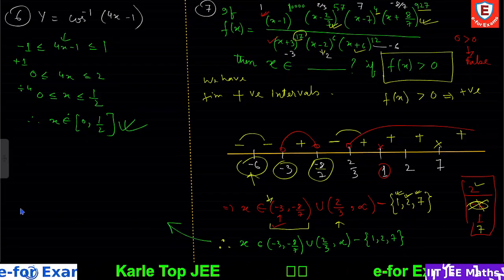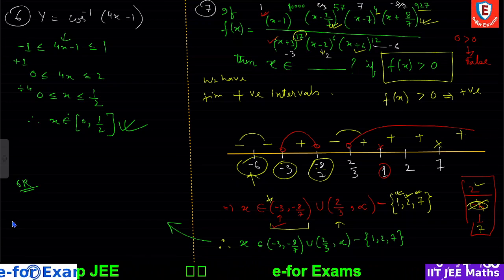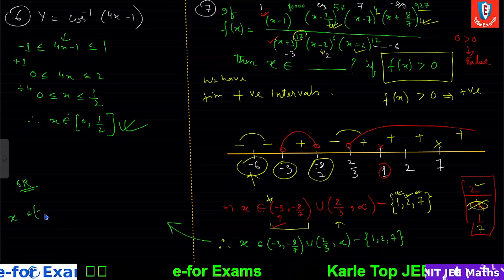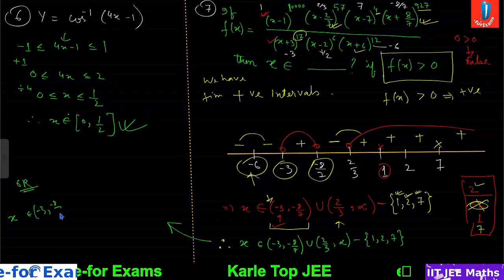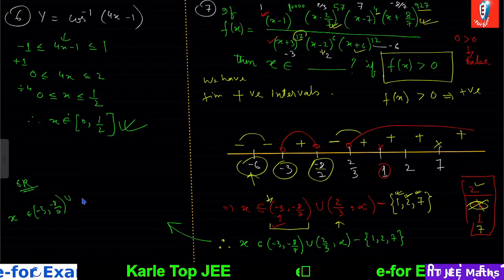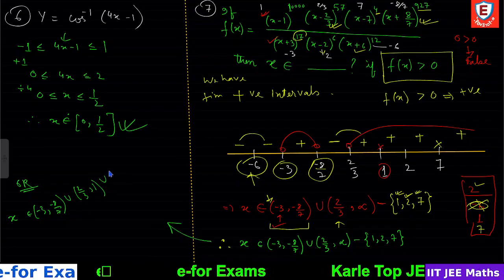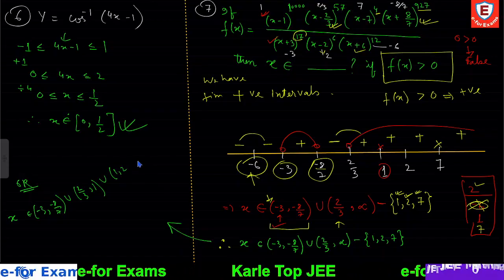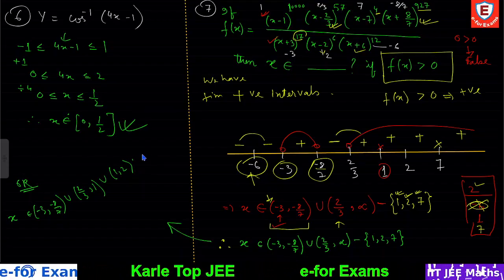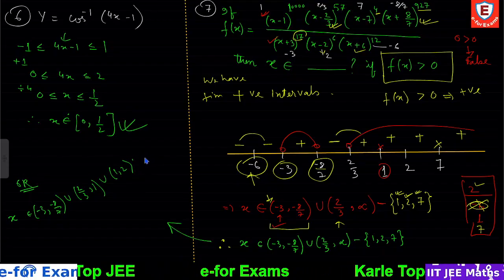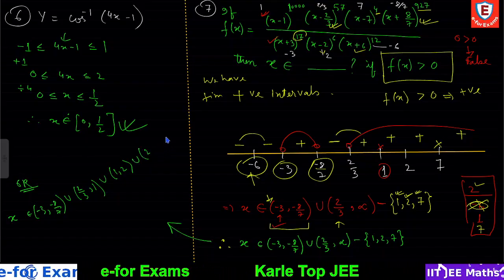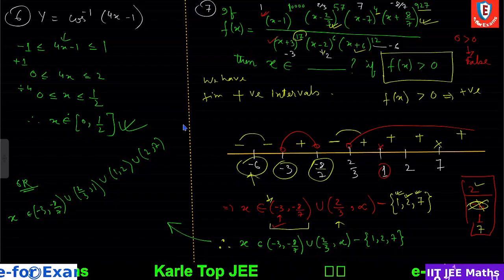Or we can write this as x belongs to (-3, -8/7) union (2/3, 1) union (1, 2) union (2, 7) union (7, infinity).